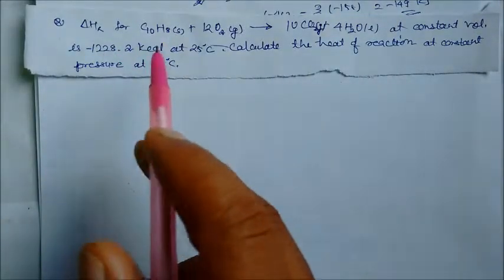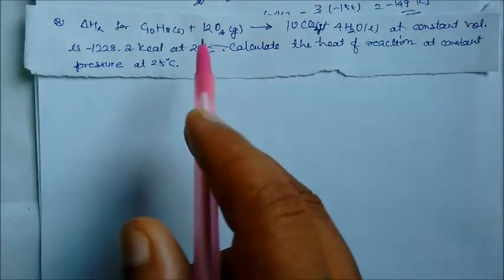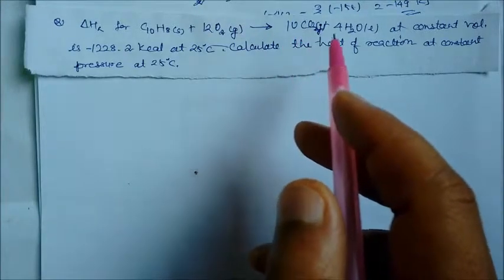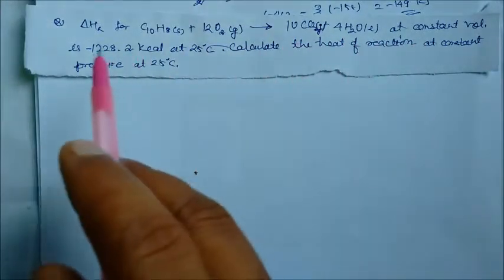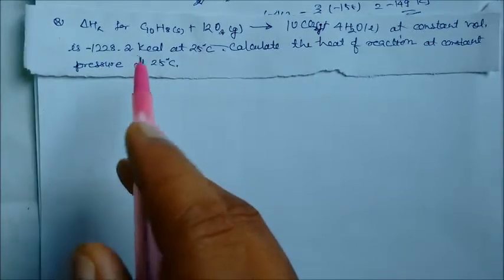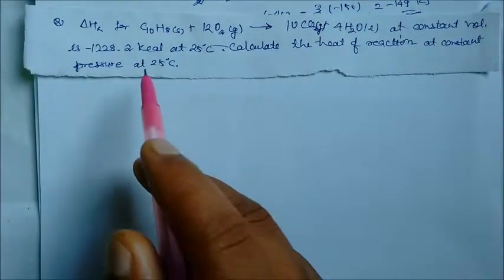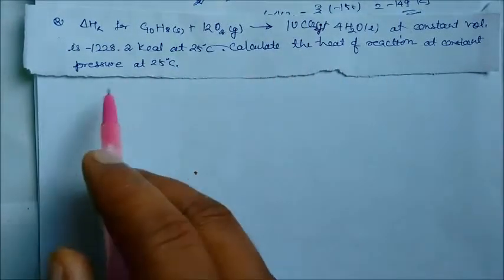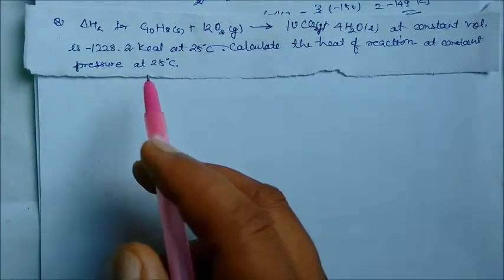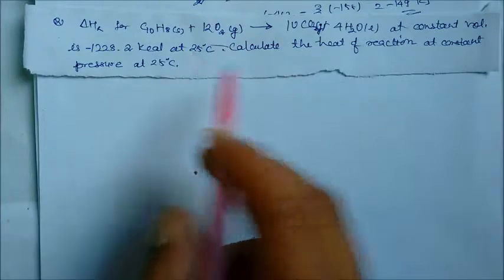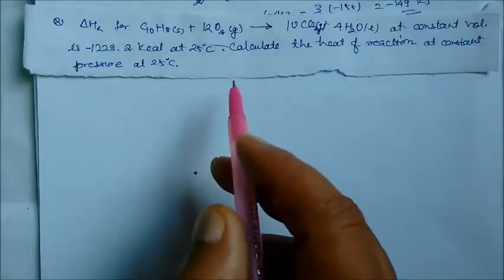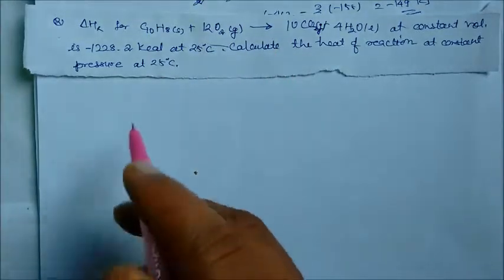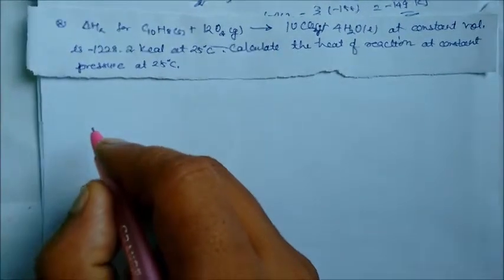The heat of reaction for C10H8 reacting with oxygen to give 10 molecules of carbon dioxide and 4 molecules of water at constant volume is -1228.2 kilocalorie at 25 degrees centigrade. Calculate the heat of reaction at constant pressure at 25 degrees centigrade. So again we have this reaction given here. In this reaction, the internal energy is given, and we are asked for the enthalpy.